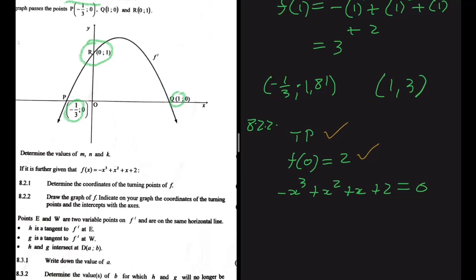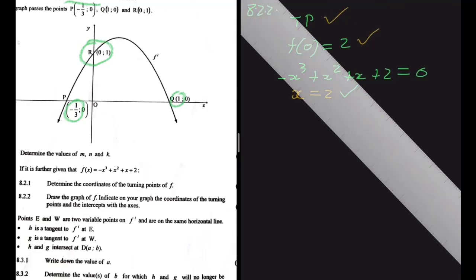If you use trial and error here, you will find out that the only real value of x that will satisfy this equation is x equals 2, right? So this is the x-intercept, we have the y-intercept, and we have the turning points. Now we can sketch our function, right?